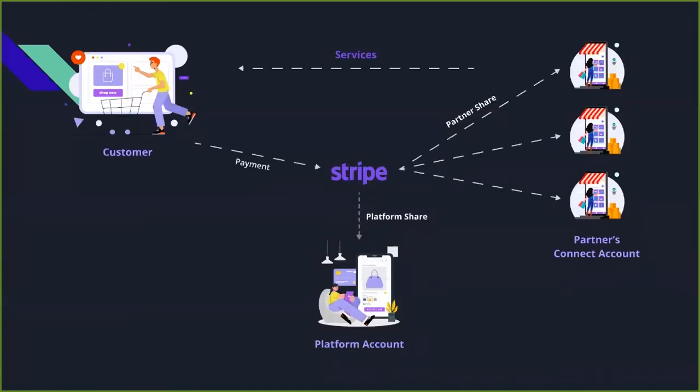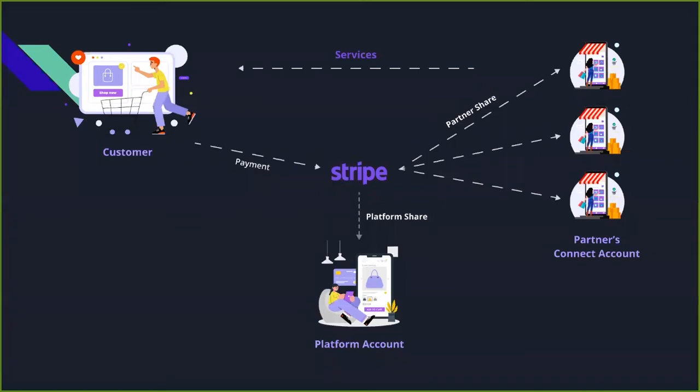So you can see here we have three components: the customer, the platform account, and the partner's connected account. Here the platform account we can consider as Amazon. Then on the right side you can see the partner's connected account, so it is like the sellers. The first part happens on Amazon: the seller signs up. Then he creates his account as a seller.